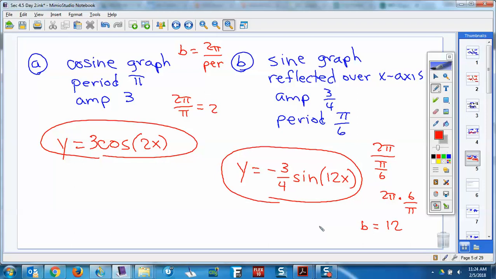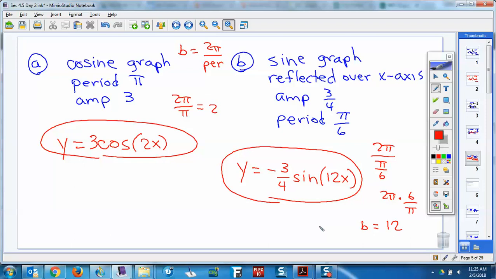Now that's the normal period. That's why we do 2 pi. What you'll learn when we learn about the tangent function is it has a period of pi. It repeats every pi units. So for tangent, we would take pi divided by b. Okay? But for sine and cosine, it's 2 pi. So 2 pi divided by b gives you the period. 2 pi divided by the period gives you b. It works both ways. So 2 pi divided by a period of pi gives you 2.